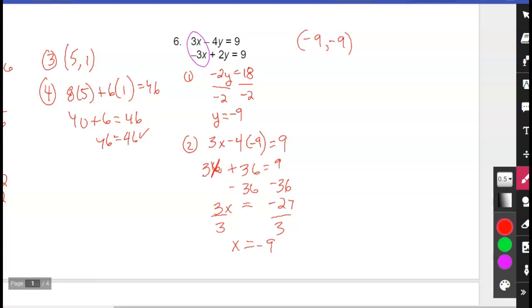And then we'll check that. Negative 3 times negative 9 plus 2 times negative 9, hopefully equals 9. So I have a positive 27 minus 18. Checks.